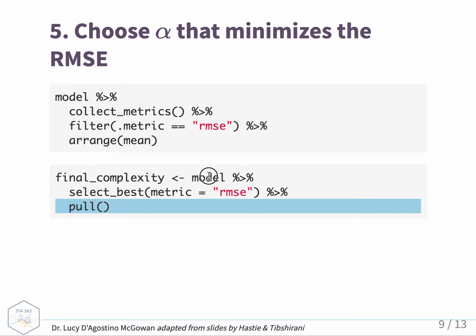And so I can take that, run my select_best, and pipe that into a pull, which is going to pull out that value so that it's just the single value in R. I'm going to save that as final_complexity. The reason I'm doing that is so I can easily plug that into a final model. That way, if I changed up the different alpha values that I was trying, I wouldn't have hard-coded an alpha value into my final model. I can just plug this one in.